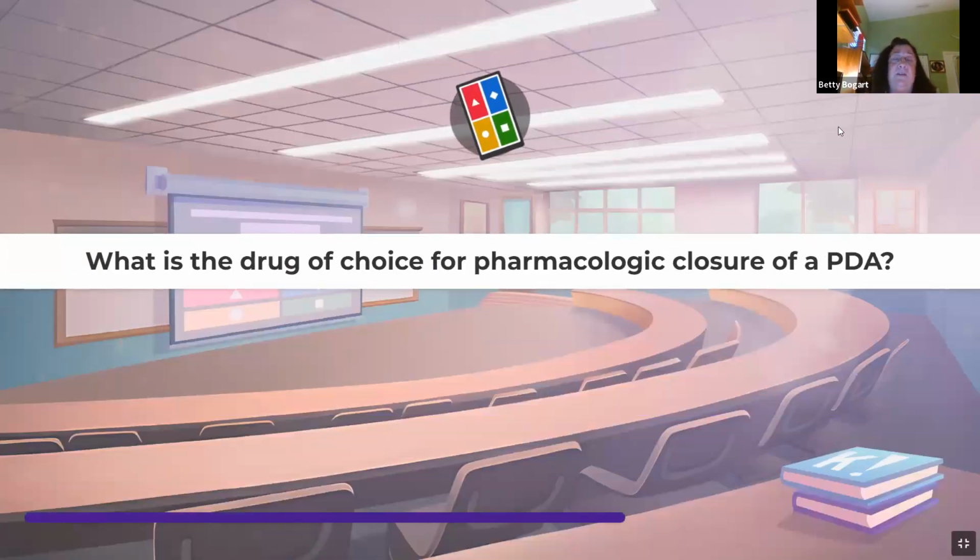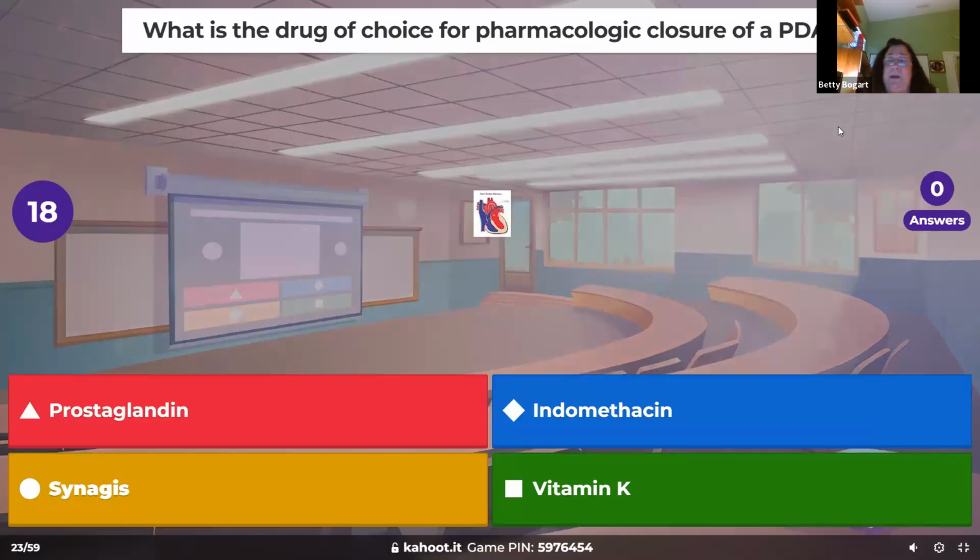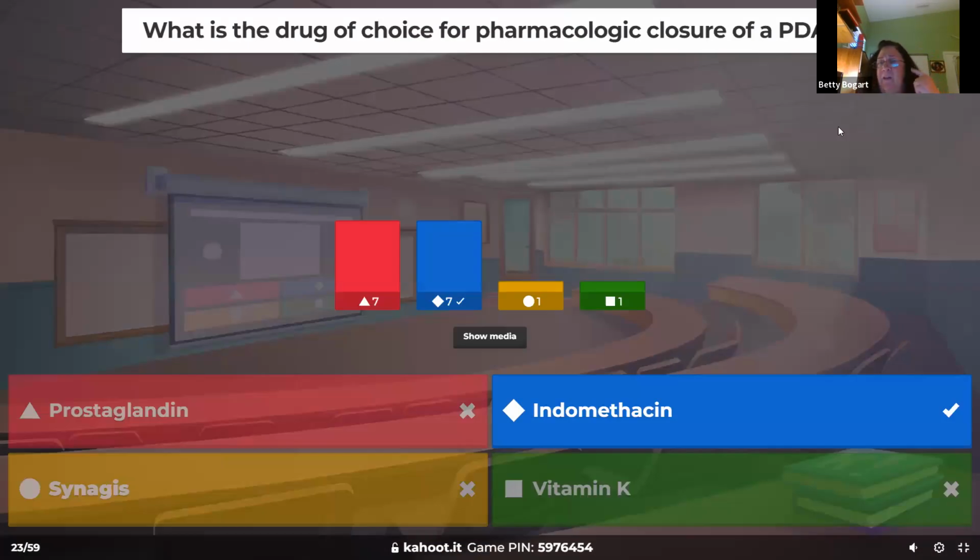What is a drug of choice for the pharmacological closure of a PDA? I mentioned this earlier. There's keep it open or close it. Now, let me tell you about a PDA. When it's open, it's like a machine murmur. It's like a washing machine murmur. Like, you can hear it in the lungs. So we're going to be giving this, what we call indomethacin. It's an NSAID. And we give 3 doses of it. We can watch that close by just listening to that murmur. It'll disappear. It'll go away because it closes that PDA.